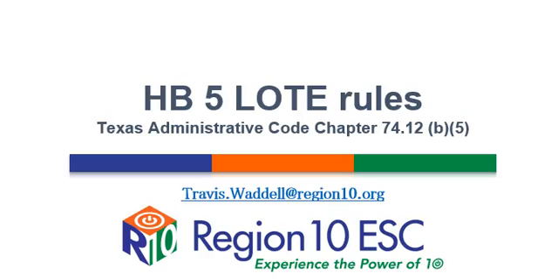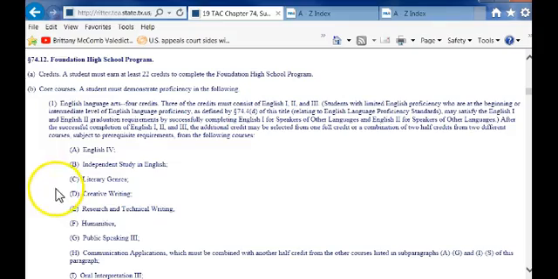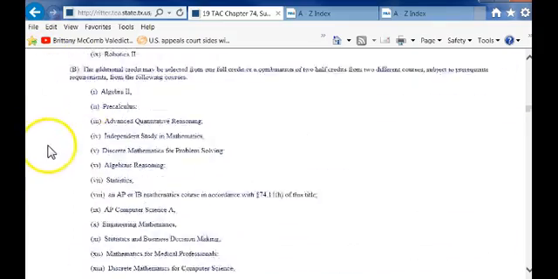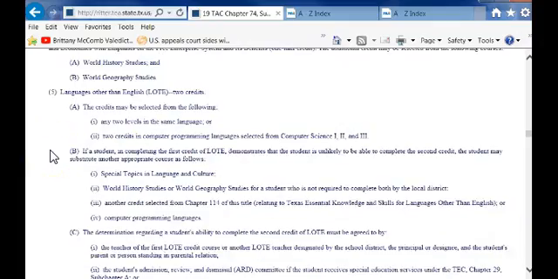Hello all. In this session we'll be discussing the House Bill 5 LOTE Rules held in the Texas Administrative Code 74.12(b)(5). So 74.12(b), we're going to come down to number 5. That's where we talk about LOTE, languages other than English.